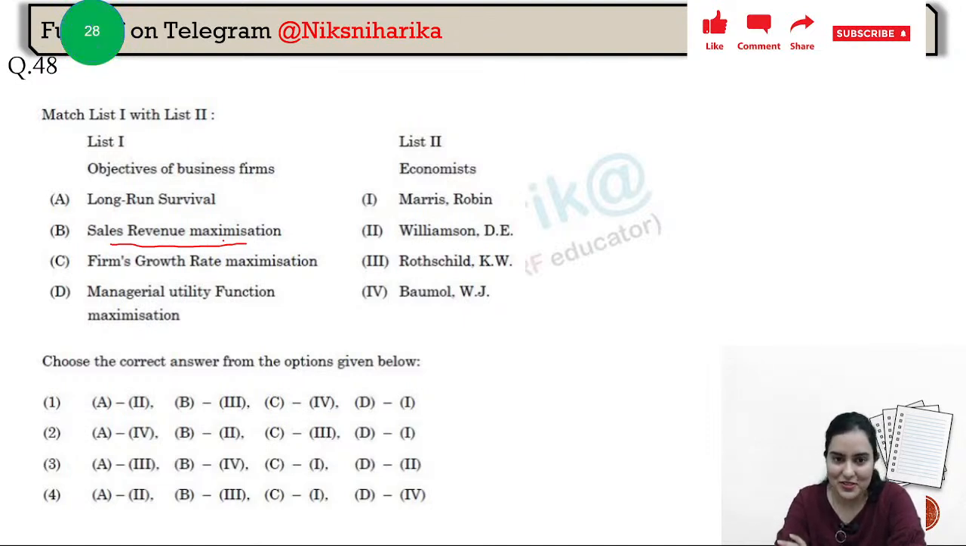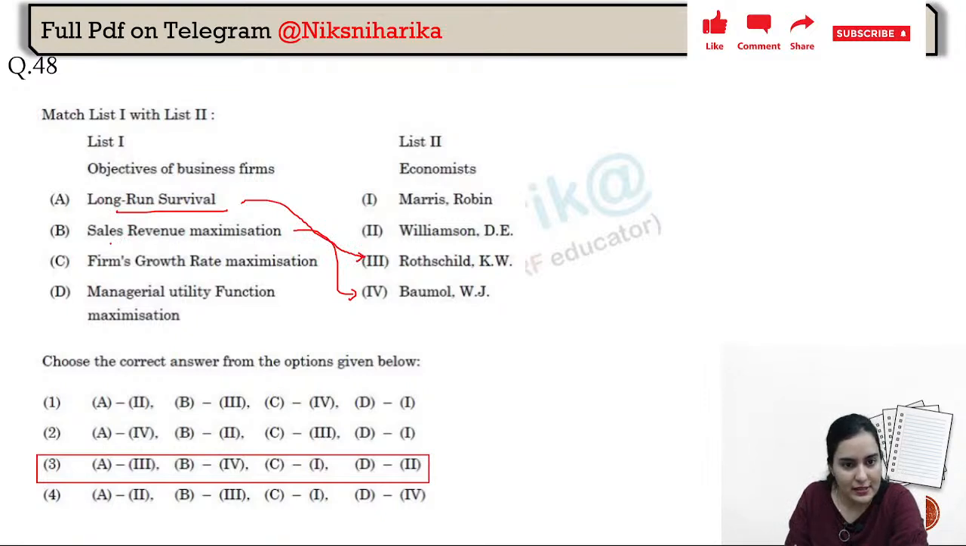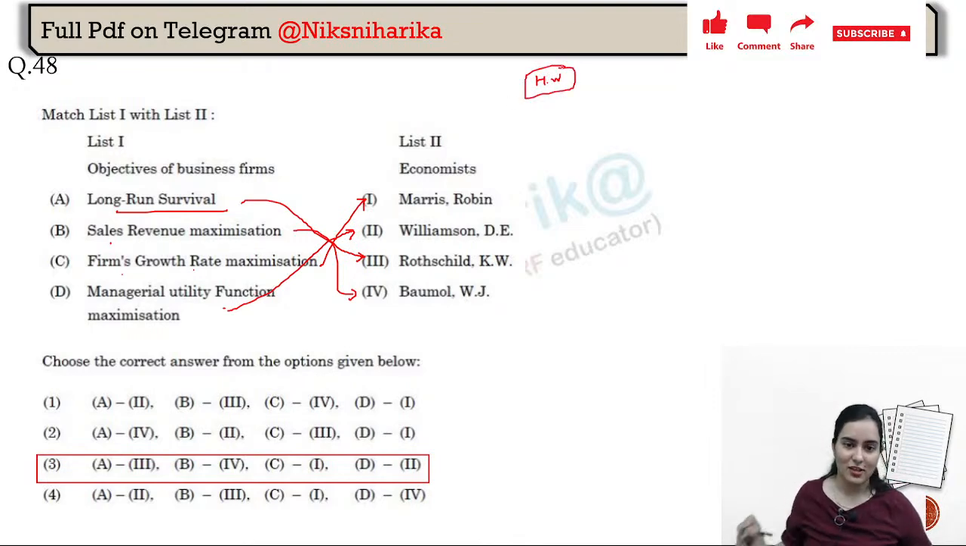Sales revenue maximization, you can match this with Baumol. So that will give you answer B as 4. Baumol. Long run survival, Rothschild. And firm's growth rate maximization, Marris, Robin. Marginal utility function maximization, Williamson. Now, this is your homework that you will be writing all these things in your notes. Please add it.